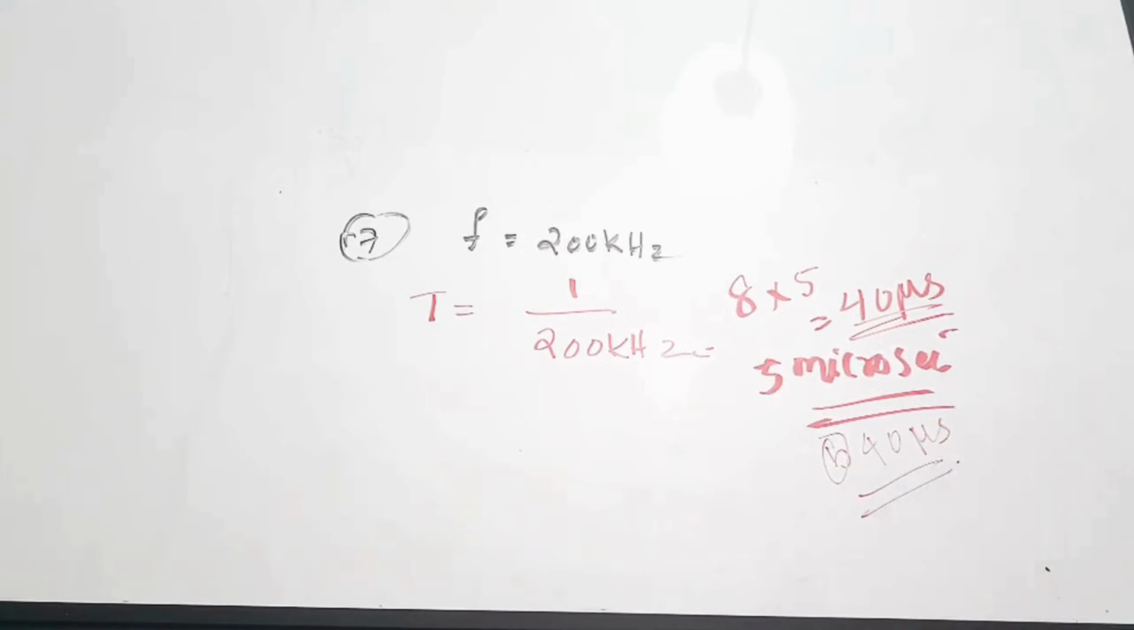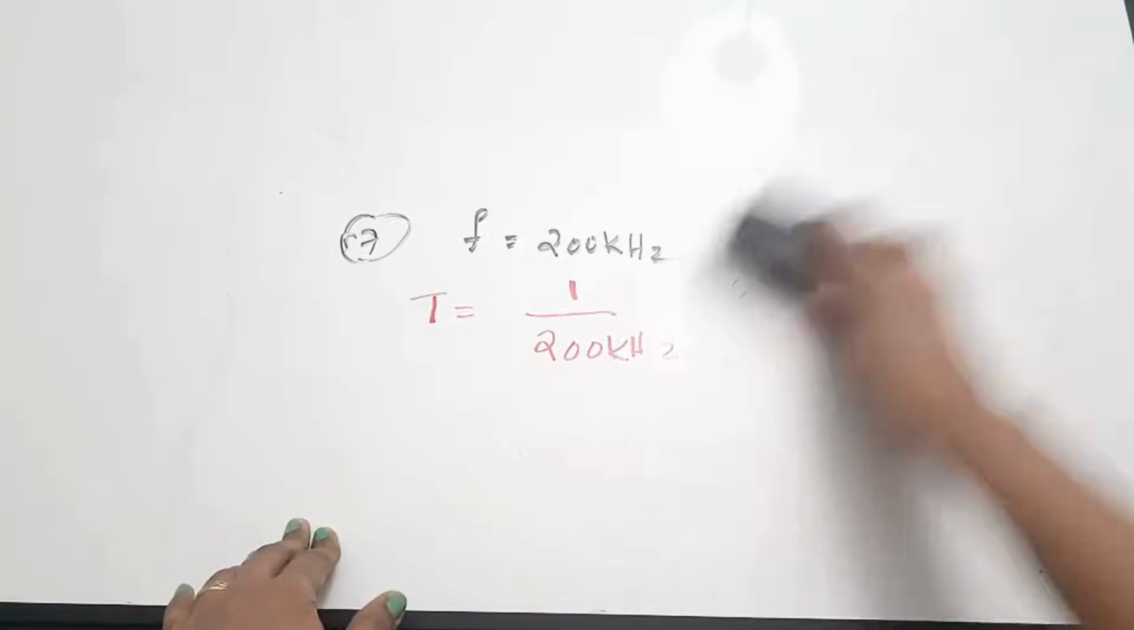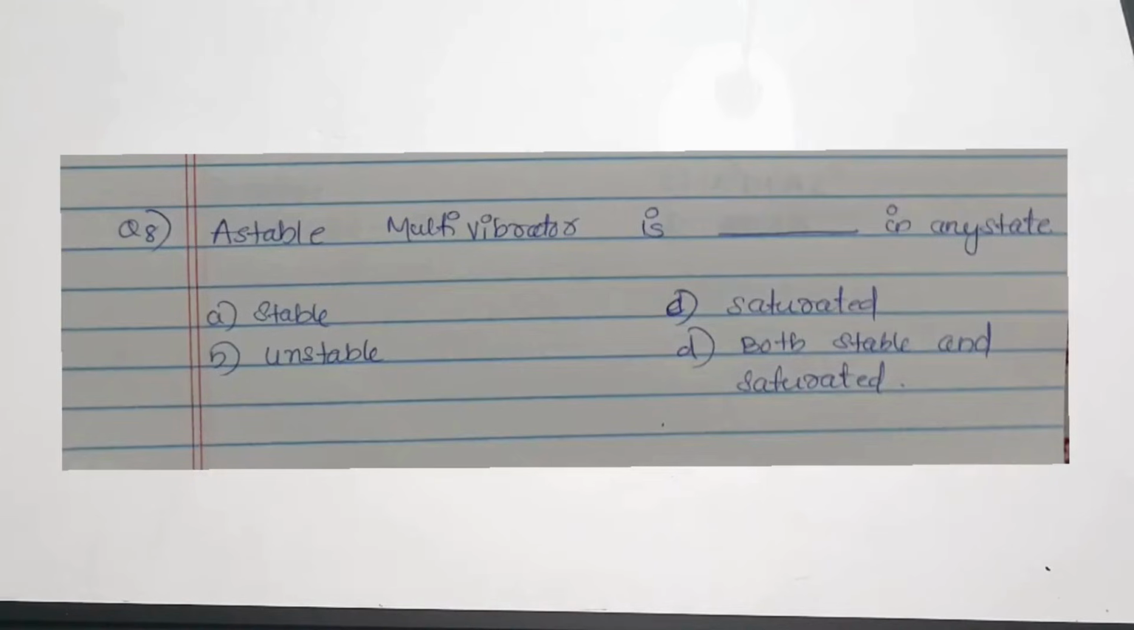Moving on to the 8th question. The question is from multivibrators. We have done a very detailed and easy to understand video on multivibrators. So, a stable multivibrator is dash in any state. This question is asking the state of the multivibrator. A, stable. B, unstable. C, saturated. D, both stable and unstable and saturated.